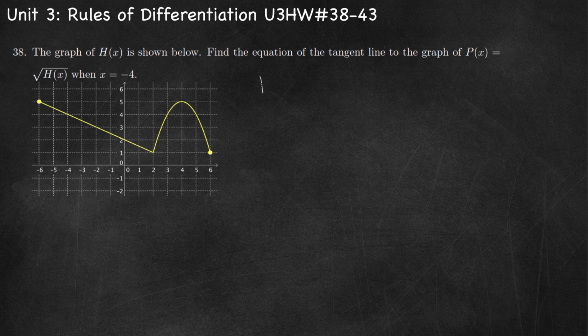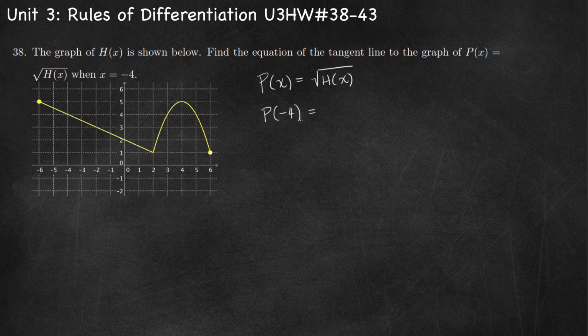So we have our equation for p of x. P of x equals the square root of h of x. In order to find the equation of the tangent line, I'm going to need to find two things, p of negative 4 and p prime of negative 4. So let's start by finding p of negative 4.